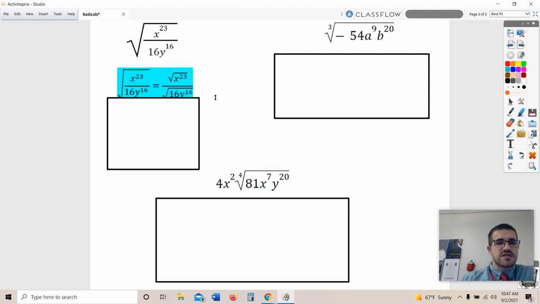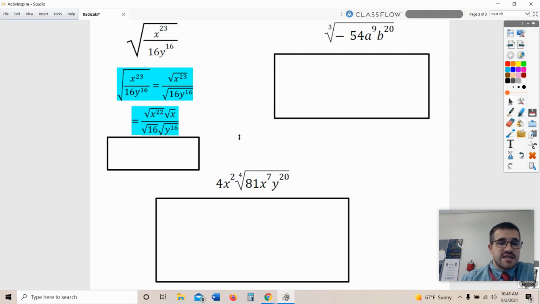So the square root of x to the 23rd over 16y to the 16th equals the square root of x to the 23rd divided by the square root of 16y to the 16th. And once we have that, we can apply our properties of multiplication of radicals to get the square root of x to the 22nd times the square root of x divided by the square root of 16 times the square root of y to the 16th.